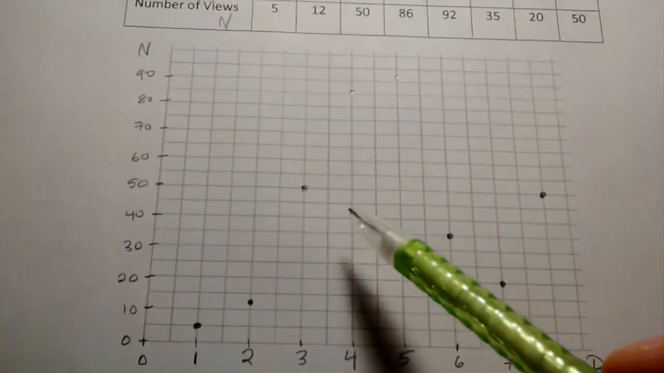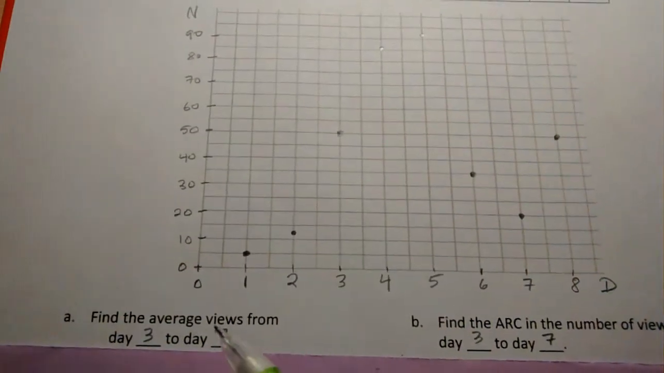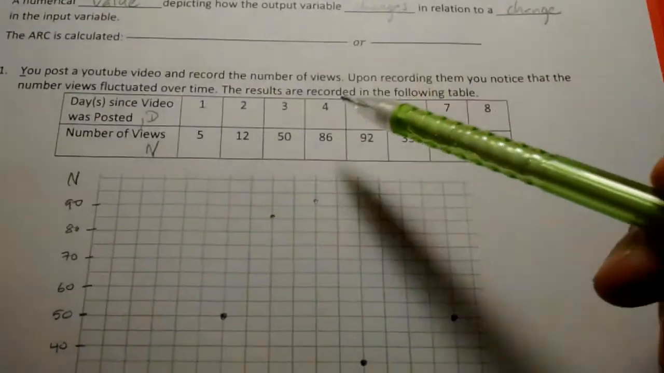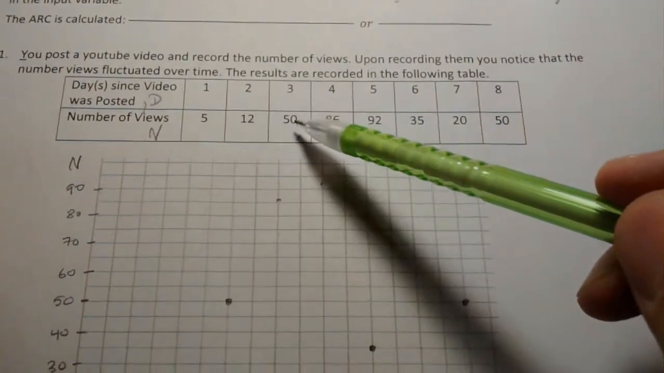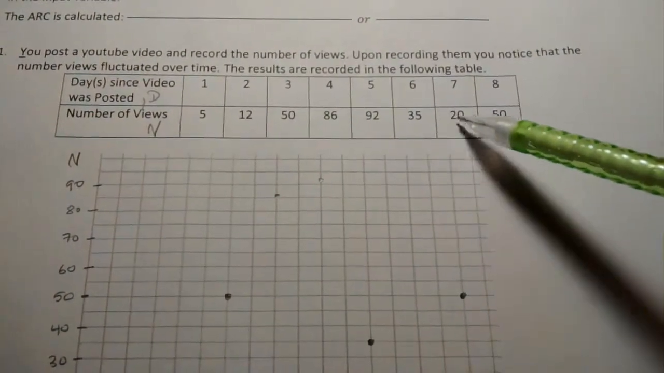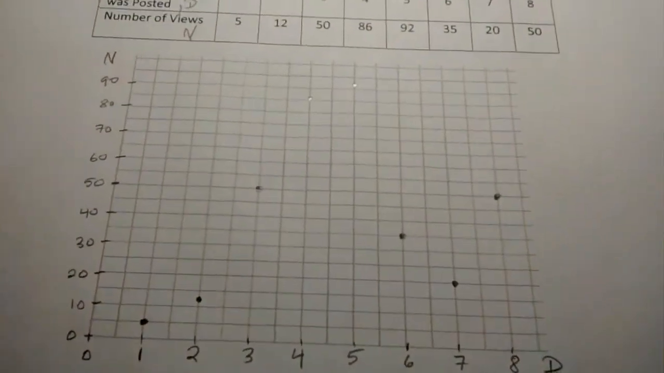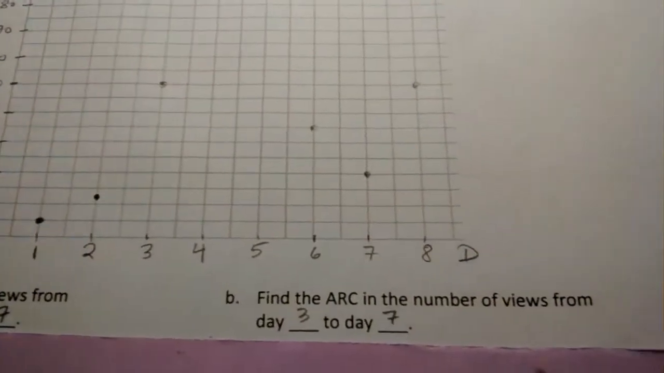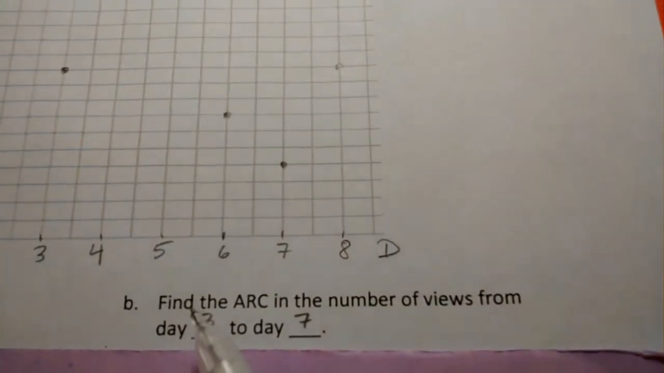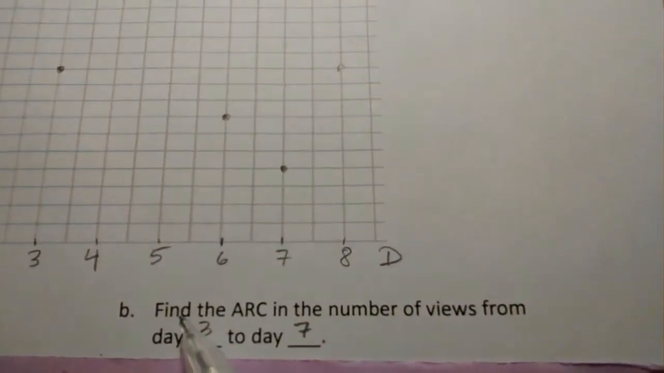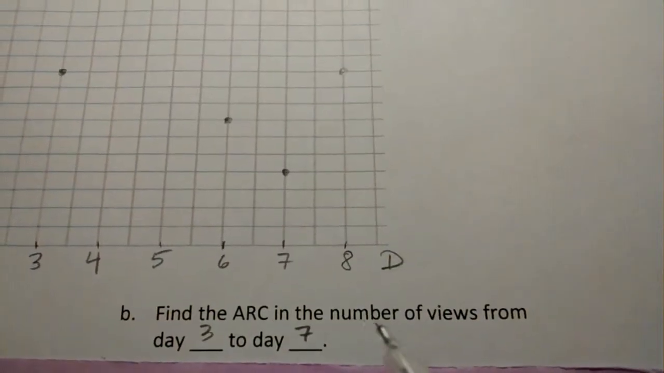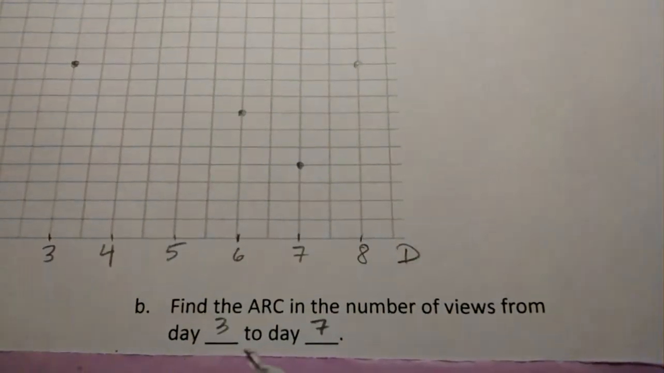In our last video, we took a look at the average views from day 3 to day 7 here, and that was the addition of those 5 items divided by 5, and we got a value for that. And now we want to look at the idea in this section, and that is to find the average rate of change in the number of views from day 3 to day 7.